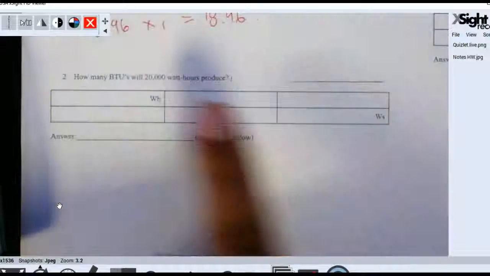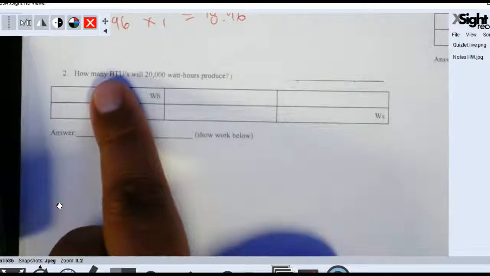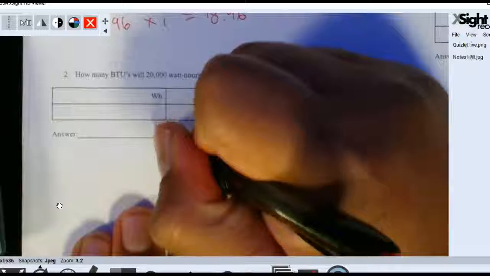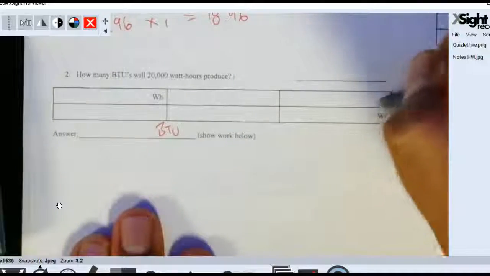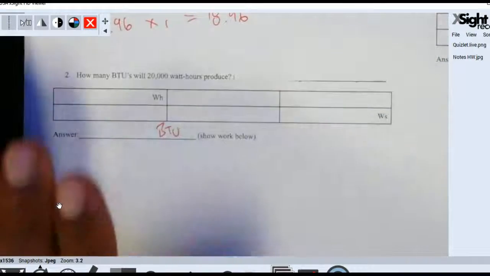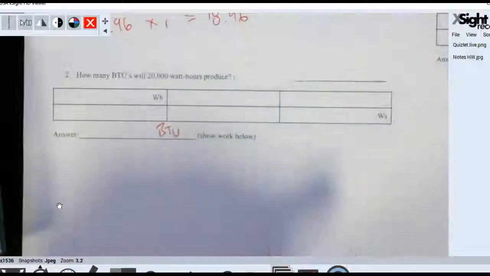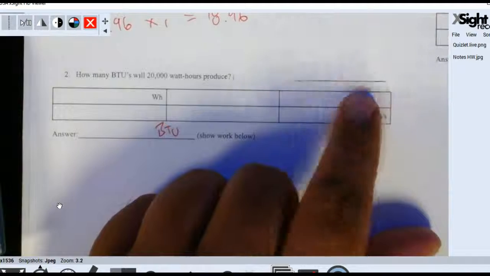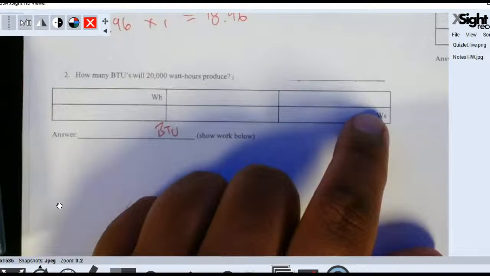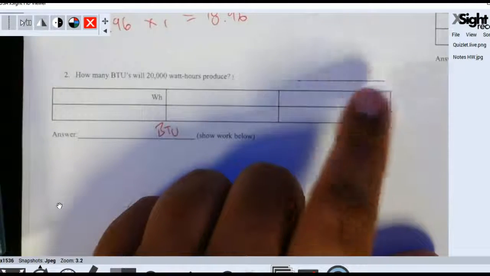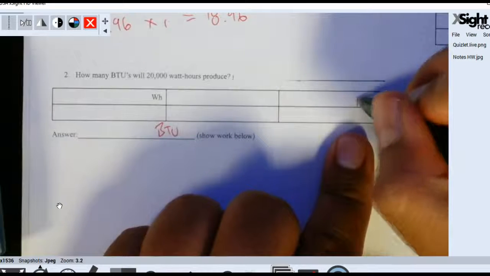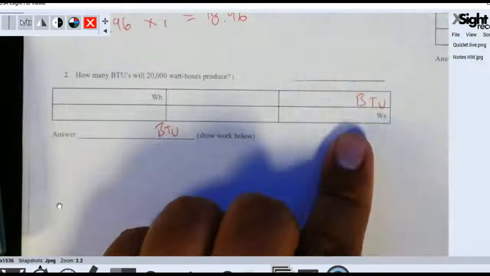All right. So let's take a look at the next one. Again, I want my final answer to be in BTUs. So I'm going to go ahead and start writing that. BTU. Here I'm helping you. I'm kind of leaving you these little breadcrumbs that are going to lead you to the answer. So your final answer has to be in BTUs. Sometimes it can end up on the bottom. Most of the time your answer is going to end up on top. So this is a BTU, like that.